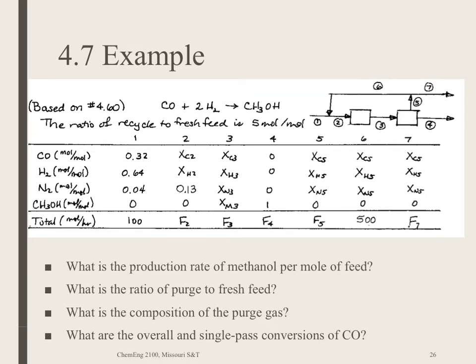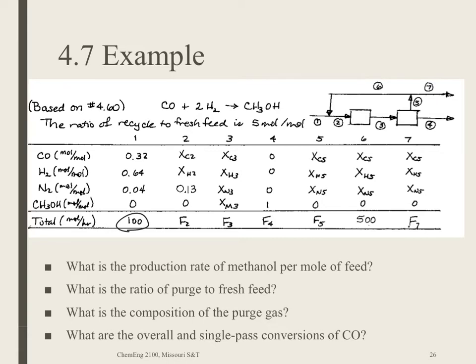Streams four and five leave there. Stream five is part of the recycle, but there is a purge stream, stream seven, that's also necessary. The compositions of each of these streams are defined in the table shown below. So the fresh feed is 32% carbon monoxide, 64% hydrogen, 4% nitrogen, and no methanol. And there's 100 moles per hour. 100 moles per hour will be my basis for this problem.